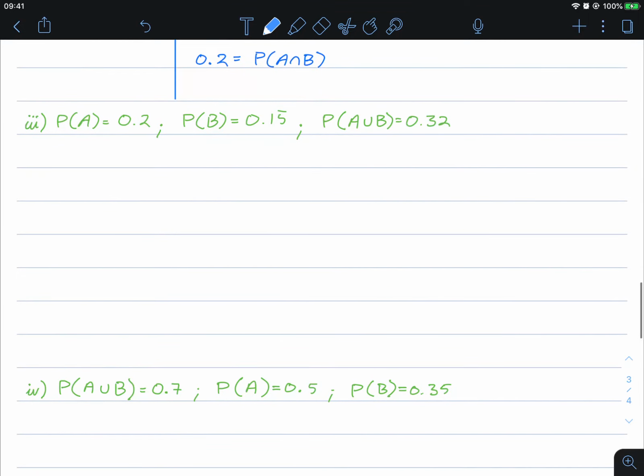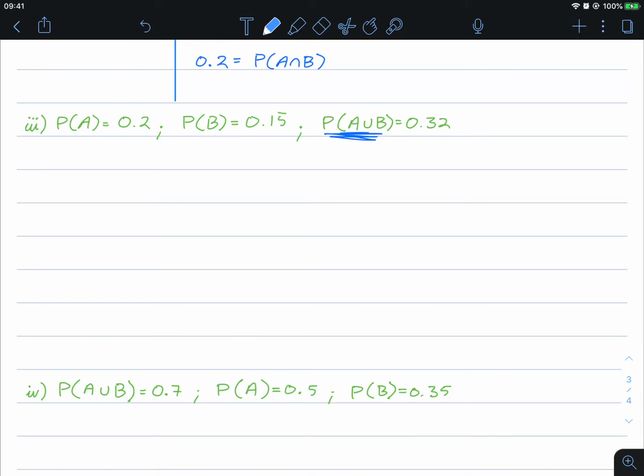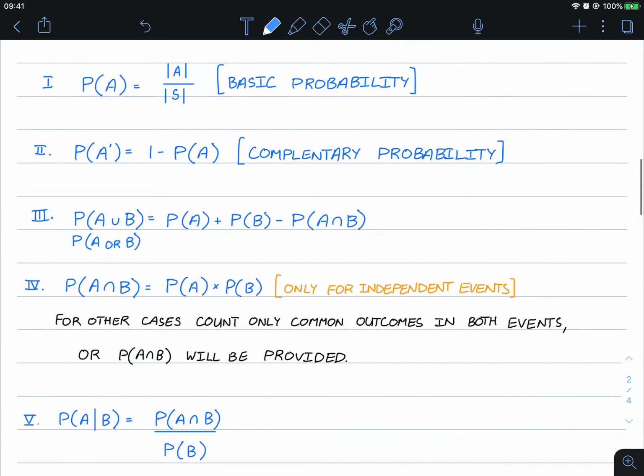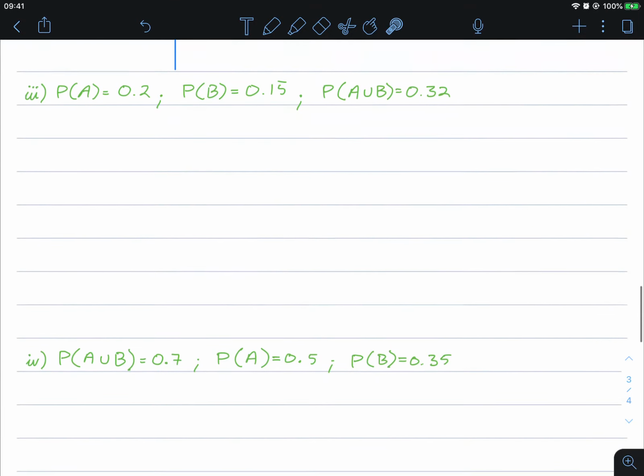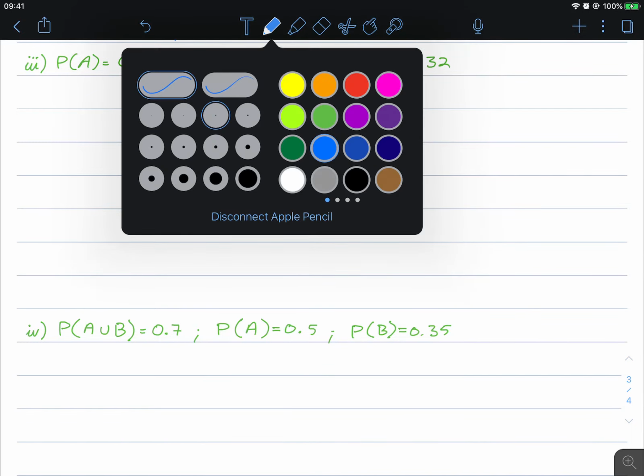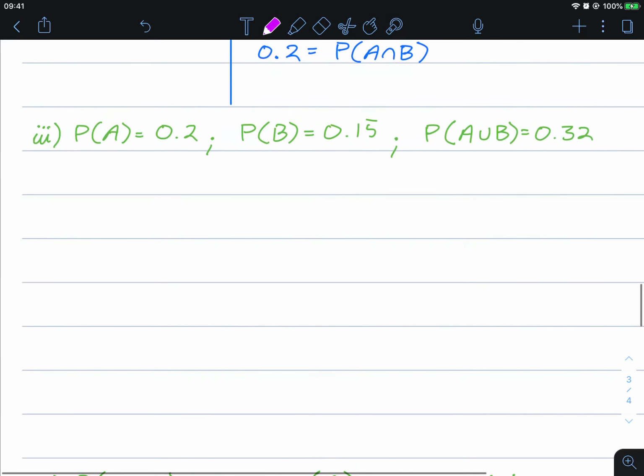You can pause the video and give these two a go yourselves. There's a slight change in this one. It's the A union B that is given. And as I've stated before, we will definitely be using this one here. So go ahead, hint, hint, look at that. I hope you pause the video and give this a go yourself. At this point, you can kind of end the video because I'm just going to be solving these as we go. So here we go.